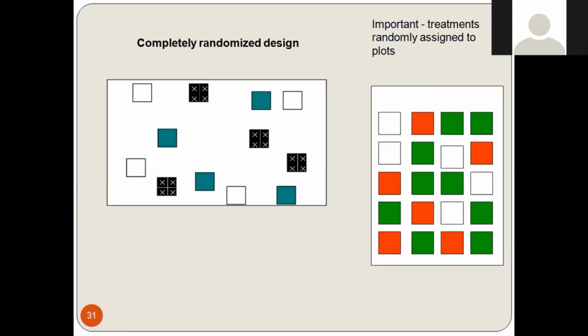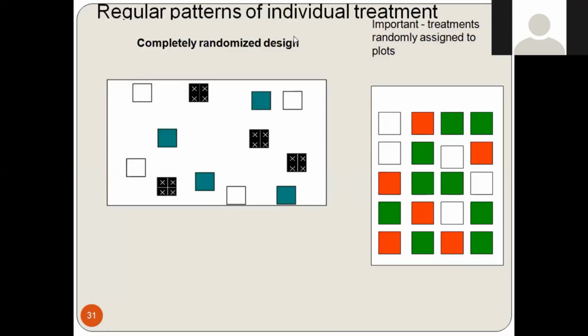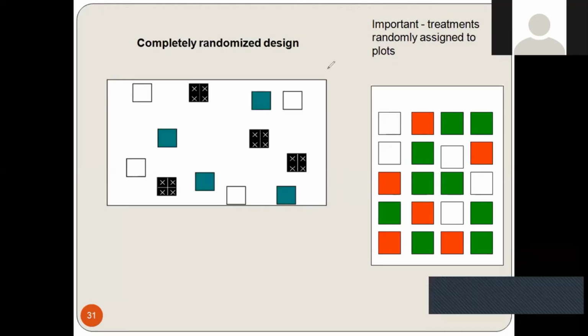Okay, so this is one example of how a completely randomized design could be arranged. This color is one treatment, let's say I will put it as 1. The black color is the second type of treatment. The white color is the third type of treatment. So they are placed randomly.